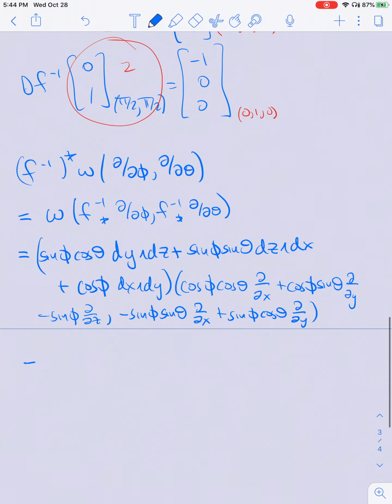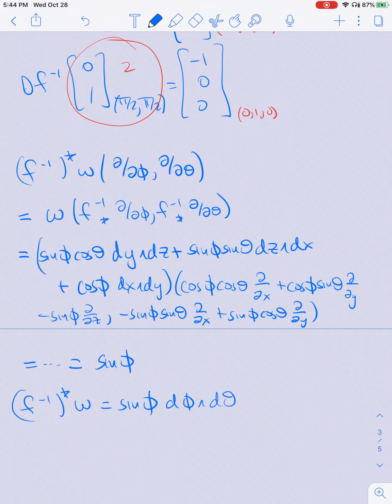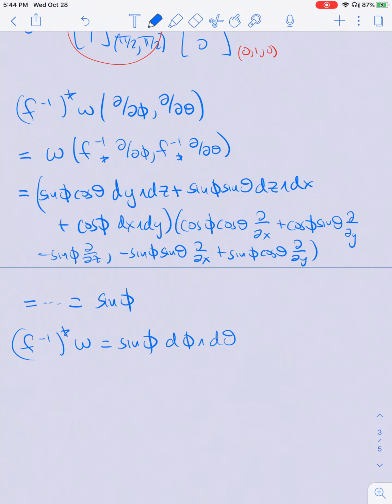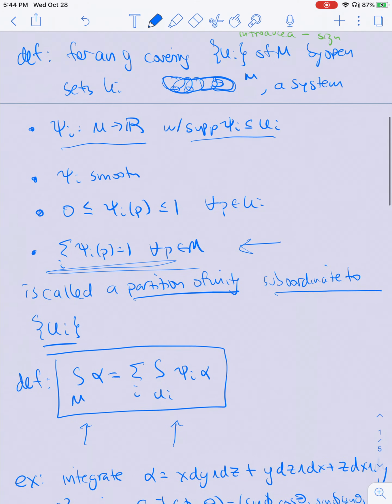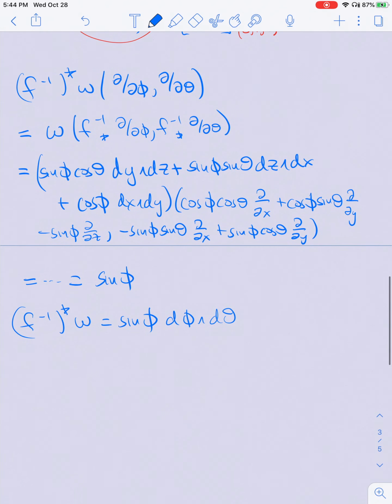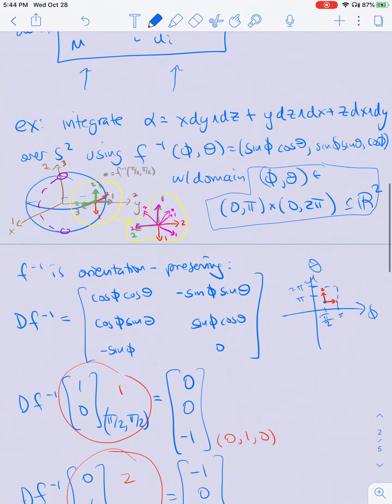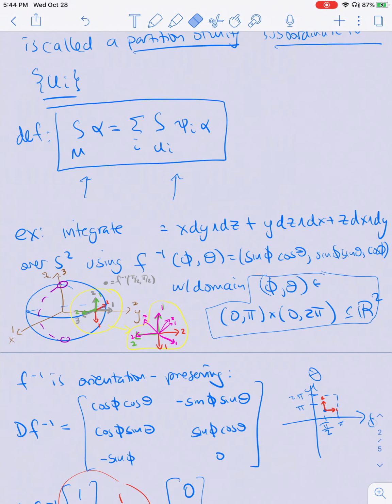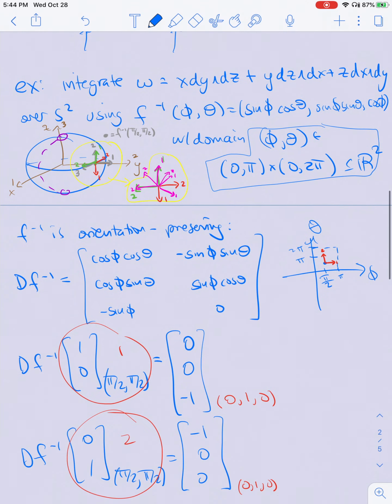And then when I actually compute all this, it's not super hard, I end up getting sine phi. So what this tells me is that F inverse pullback of omega is equal to sine phi times d phi wedge d theta. And then when I integrate, using my formula up here, there's only one such ui, so there's no sum term to worry about. So the integral over S2 of omega, oh, I've been switching between alpha and omega. I'll just rename alpha as omega.